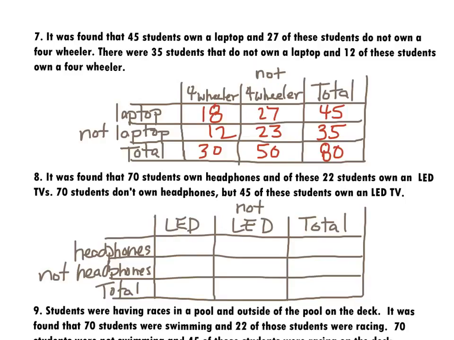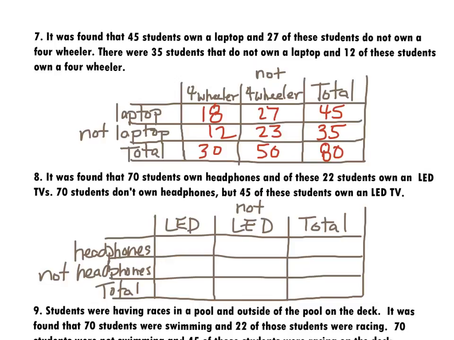For this next one, we have 70 students who own headphones. So I have a headphones row and a not headphones row. Of these, 22 own a LED TV. So we got some that own an LED TV and some that do not own an LED TV.